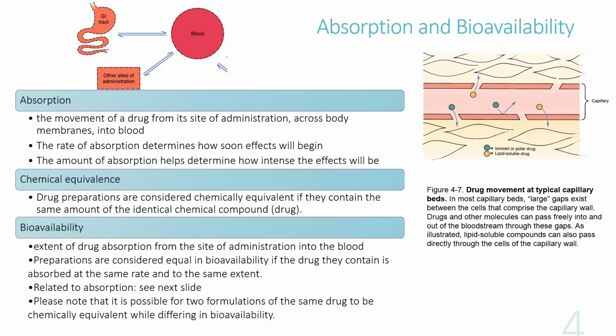The first process of pharmacokinetics is absorption. So I'm going to talk about absorption and then two other concepts that are relevant to this. Absorption, as I said, is the movement of drug from its site of administration across body membranes into blood. The rate of absorption, so how quickly it makes it into the blood, will determine how quickly the effects will begin.